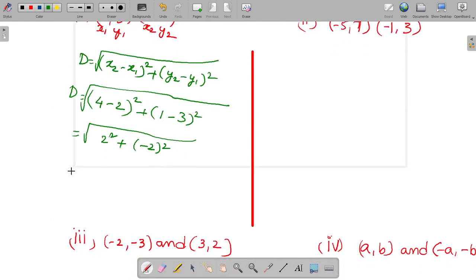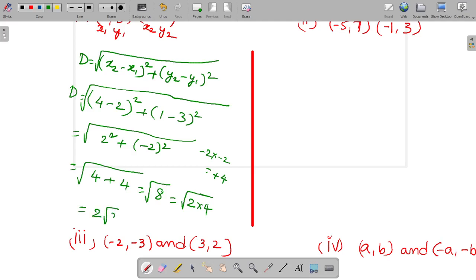So square root of 4 plus minus 2 into minus 2 is plus 4, so 4 plus 4, square root of 8. Square root of 8 can be written as square root of 2 into 4. Therefore the answer is 2 root 2. Okay, go to the next bit.